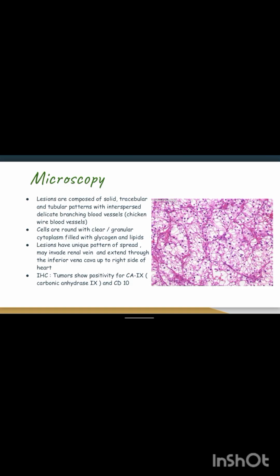Lesions have a unique pattern of spread. They may invade the renal vein, extending to the inferior vena cava and right up to the right side of the heart. On immunohistochemistry, these tumors show positivity for carbonic anhydrase 9 and CD10. Here we can see there are a lot of clear cells. This is due to the glycogen and lipid deposition in the cells, and this invades the renal vein and the inferior vena cava and right up to the heart.